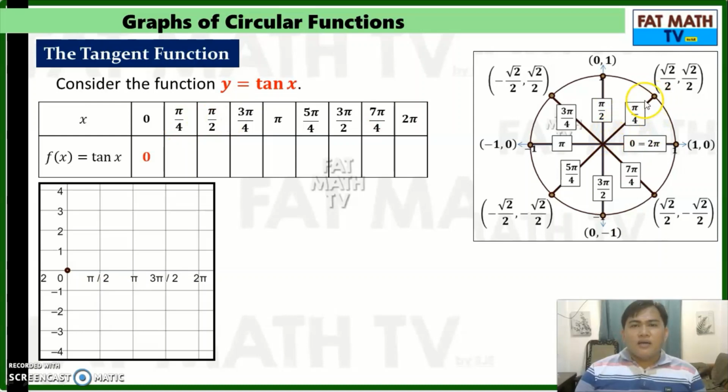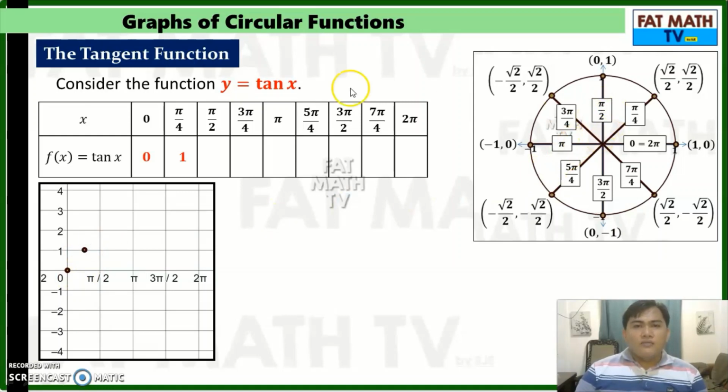And then pi over 4 is here. So tangent of pi over 4 is y over x: square root of 2 over 2 over square root of 2 over 2. So that is 1. Okay, so we have pi over 4, 1. So we have pi over 4 here and then 1. So it's here. And then pi over 2.